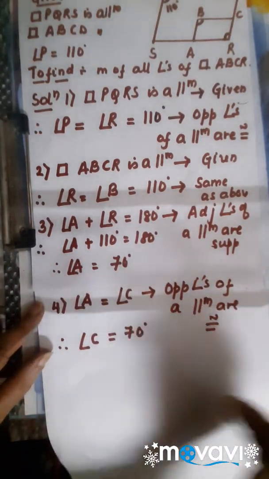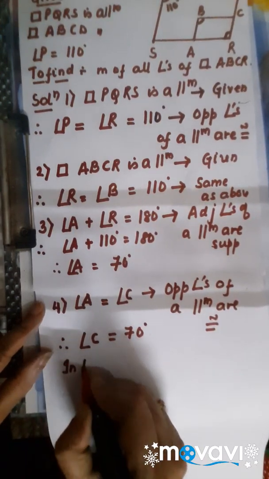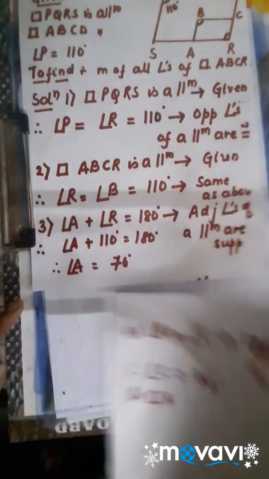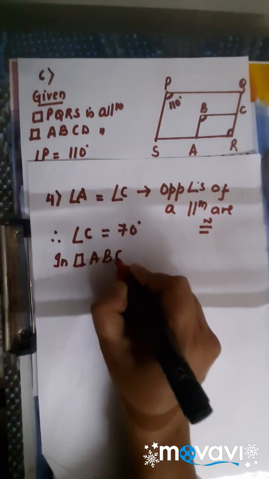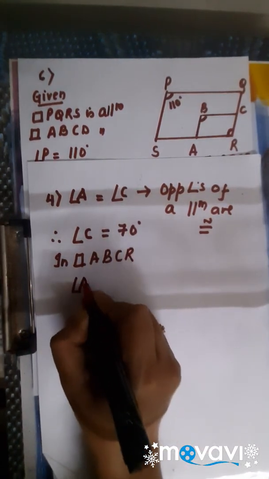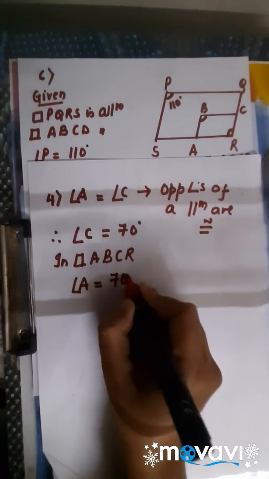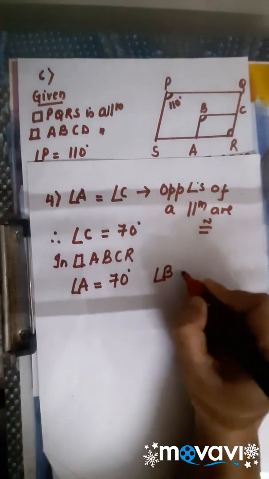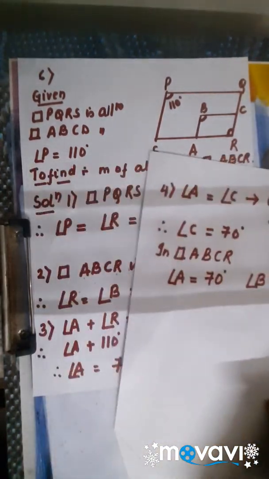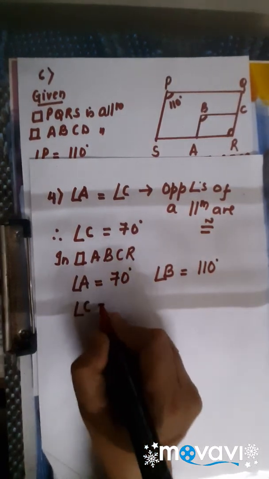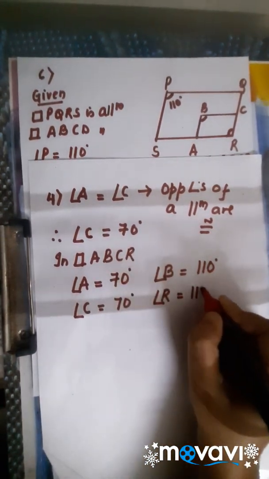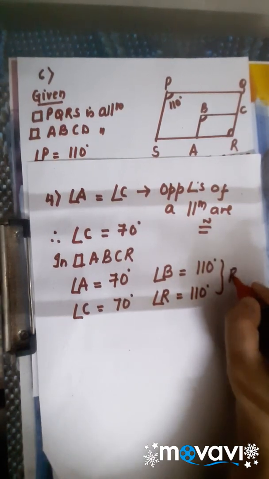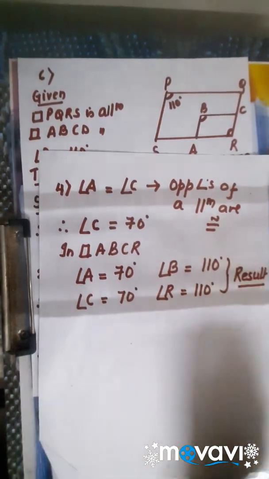Correct? So, we found, in quadrilateral ABCR, if you can see the diagram very clearly, angle A is equal to 70 degrees, angle B is equal to 110 degrees, angle C is equal to 70 degrees, and angle R is equal to 110 degrees. Okay, this is my result. Is that clear?